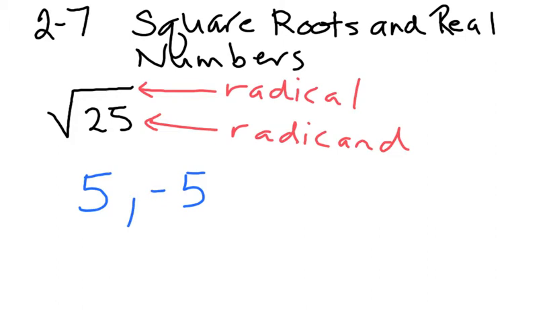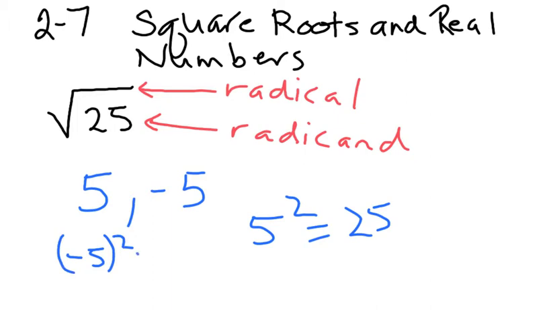What makes them square roots is 5 squared equals 25. 5 times 5 equals 25. And negative 5 squared also equals 25. Negative 5 times negative 5, a negative times a negative is a positive.